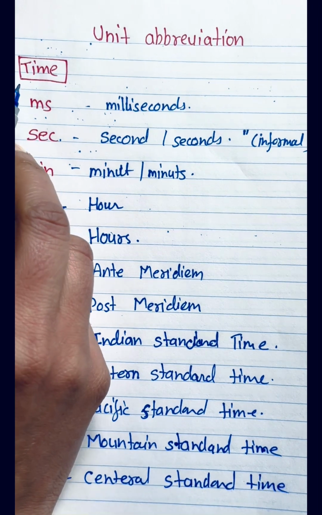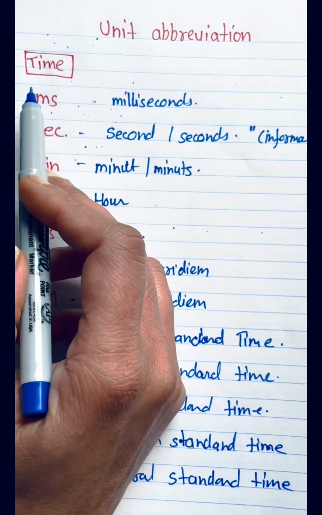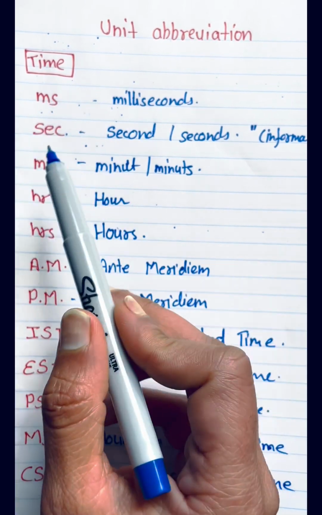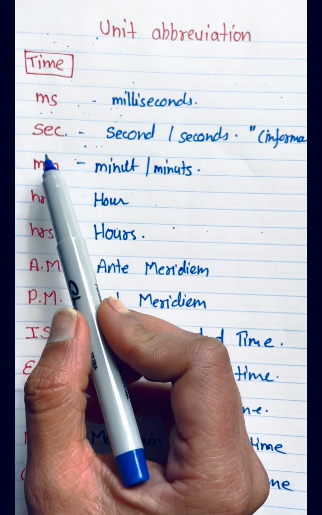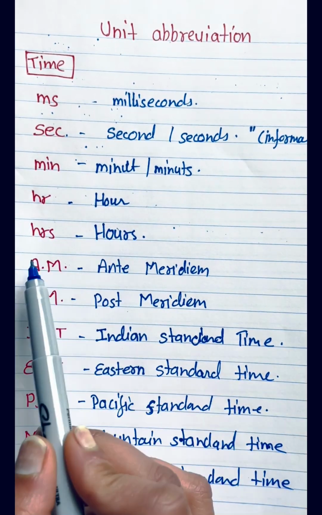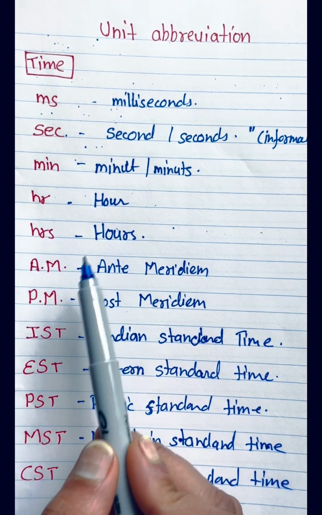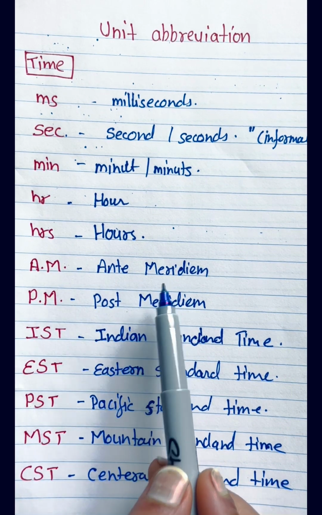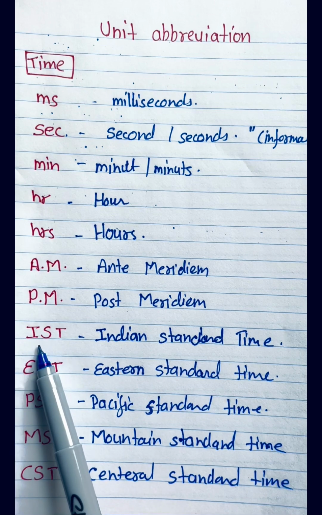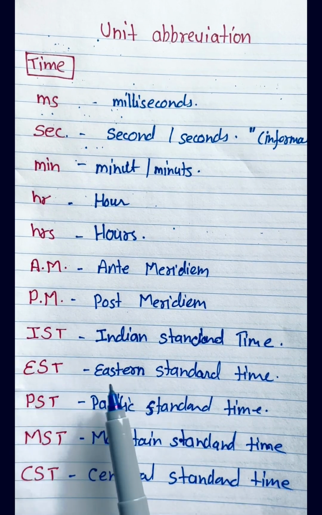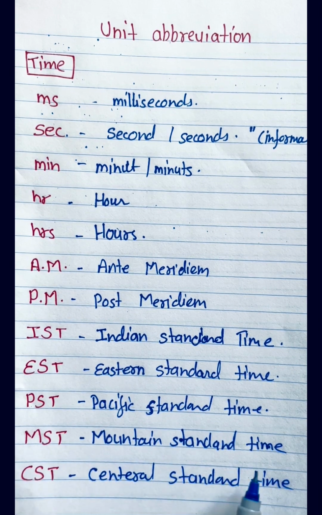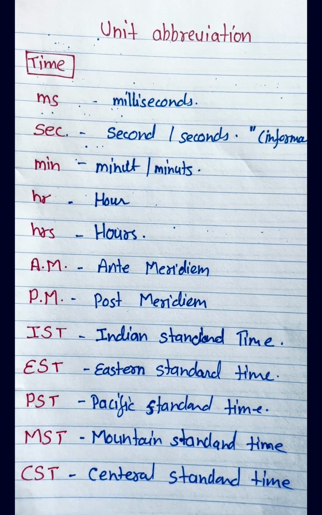So today's unit is abbreviation of time units. MS is millisecond, SEC is second, MIN is minute or minutes, HR is hour, HRS is hours, AM is antemeridian, PM is post meridian, IST is Indian Standard Time, EST is Eastern Standard Time, PST is Pacific Standard Time, MST is Mountain Standard Time, CST is Central Standard Time.